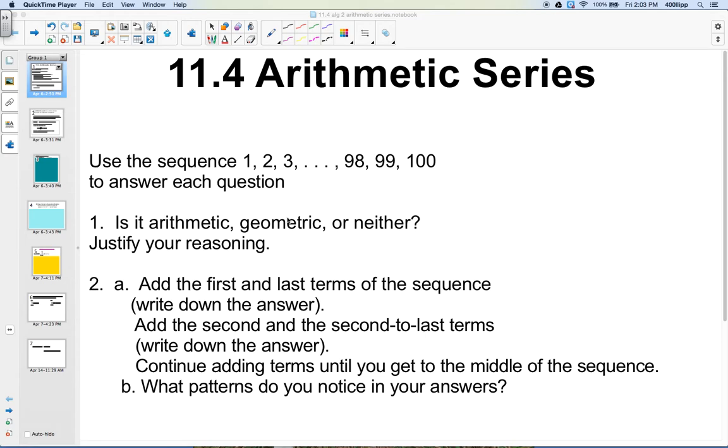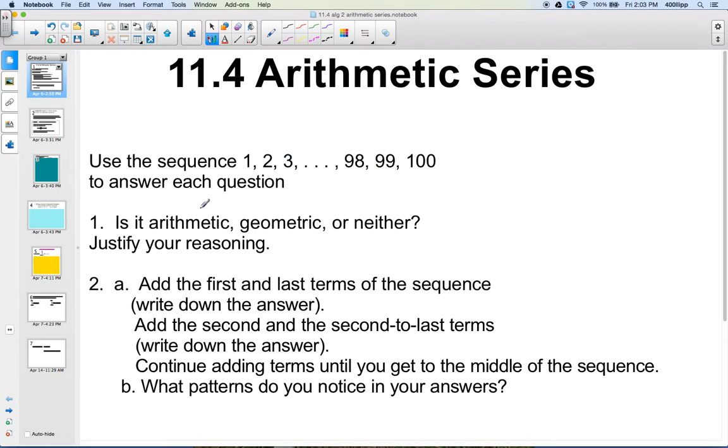Okay, today we are going over 11.4 Arithmetic Series. So let's take a look at this sequence right here. We have the sequence 1, 2, 3, all the way up to 98, 99, 100. Okay, and let's take a look at what we notice here.